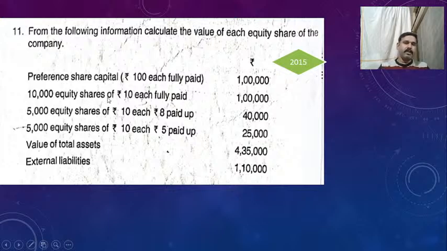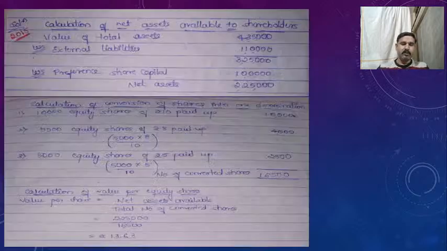So there are 3 types of equity shares. The face value is the same, but the paid up value is 10 for the first 10,000 shares, and 8 and 5 respectively for the remaining 5,000 each. Here we first calculate the net asset value, then convert the shares, then calculate the value of shares. There are 3 steps, and valuation of shares is a very easy chapter. So let's start the solution.